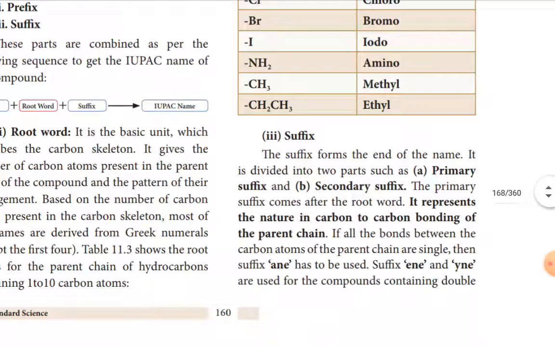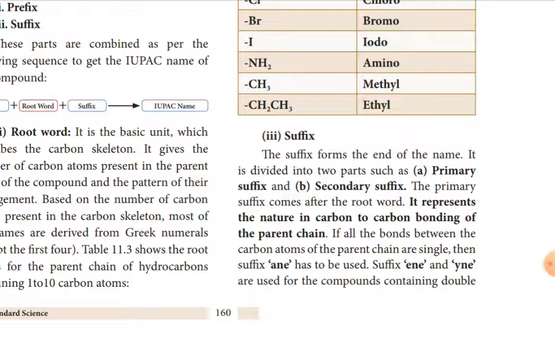Then what is called a suffix? Suffix is the phrase after, that is the end of the name. There are two types of suffix: primary suffix and secondary suffix. Primary suffix is based on the carbon to carbon bonding, whether it is single bond, double bond or triple bond. Single bond means the name will end with ANE, double bond ENE, and triple bond YNE.